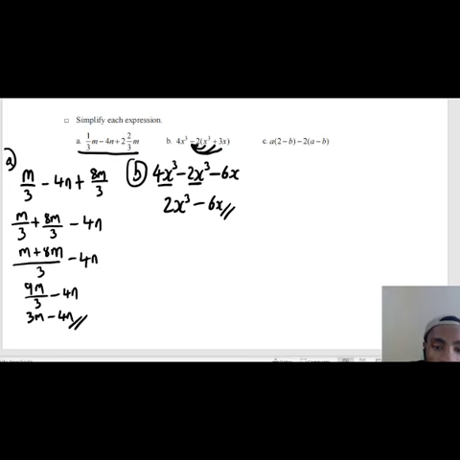And since something is common, you can bring out 2x from both of them. You will be left with x squared minus 3. So it's still the same answer. And let's go to the last one, C.